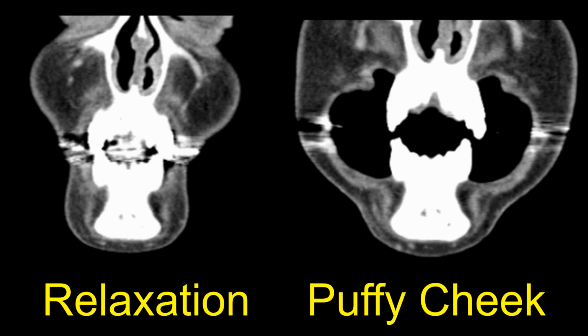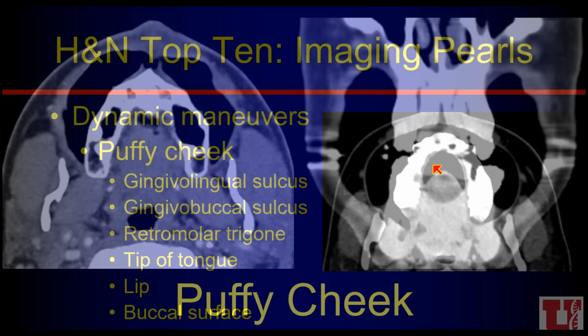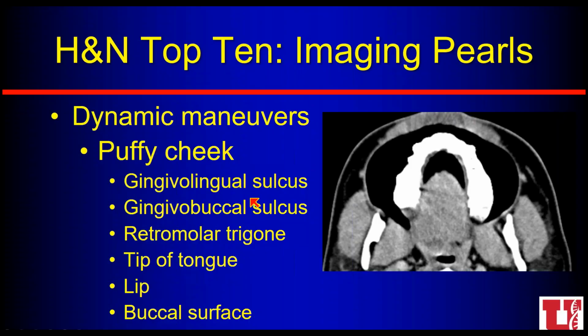So I don't worry about radiation too much. I know that that puffy cheek sequence can sometimes be very helpful in evaluating those patients. So when I'm doing these cases, I may do a second pass with that puffy cheek technique. So if I know a patient has pathology of a certain area, like the gingival lingual or the gingival buccal sulcus, retromolar trigone, the tip of the tongue or lip, or the buccal surface, I may do a second pass, and I don't worry about increasing the radiation because I know that's very helpful in these cases.